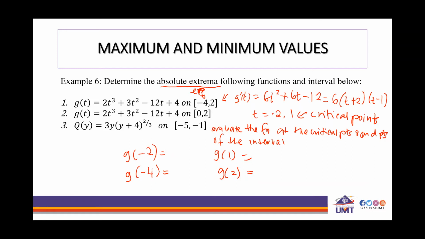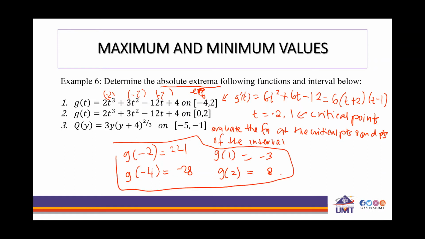Meaning that you have two critical points and two endpoints, right? So you put in g(-2), g(-4), g(1) and g(2). How do we substitute? Put the numbers in and calculate. You'll get 24, negative 28, negative 3 and 8. From this, now you can find the absolute extrema for that function.